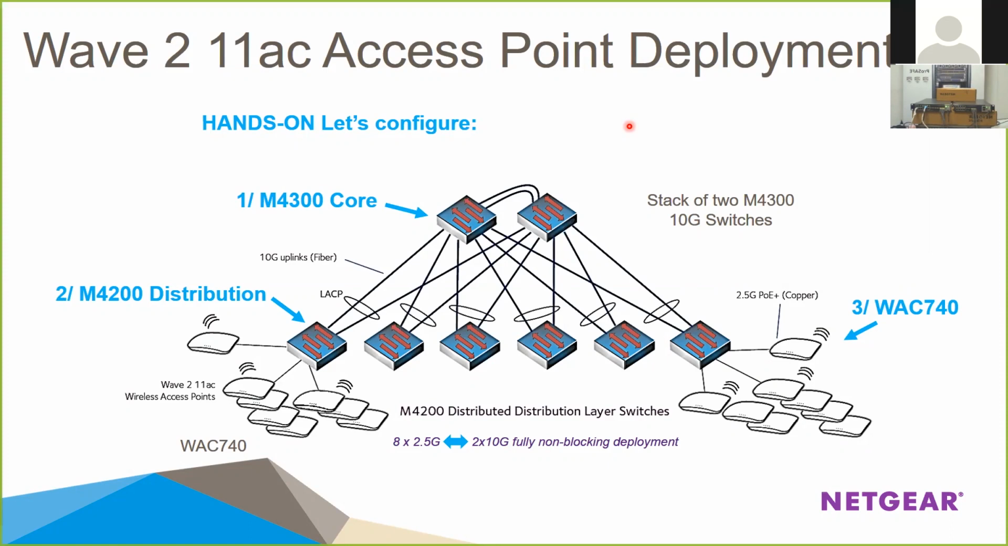We have first a core installation. We want to stack two M4300 10G switches to have a very reliable, high performance, and highly redundant core installation. Second, we will set up an M4200 switch. We will redundantly connect to that core, and then we will be able to connect a couple of WAC740, see how this 2.5 gig per second operates.